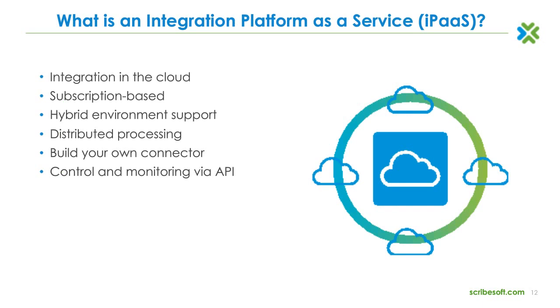The solution that we're presenting today is something that we call iPaaS, or Integration Platform as a Service. At a high level, Integration Platform as a Service is integration in the cloud. It's a subscription-based model, and it supports hybrid environments, so you can connect to cloud and on-premise applications. There's also distributed processing, which means that as your integration requires more resources, you can automatically spin up more resources in the cloud. There's also build your own connector, and you can do all of this control and monitoring work via API access rather than having something on-premise.